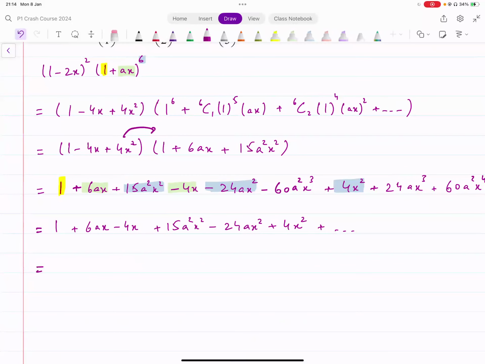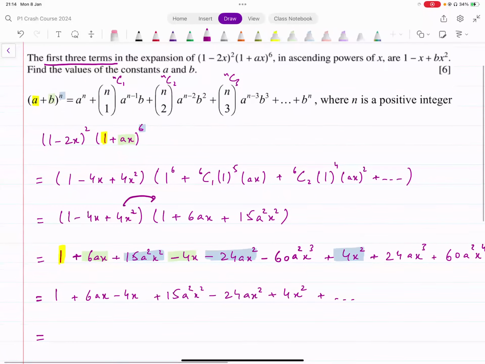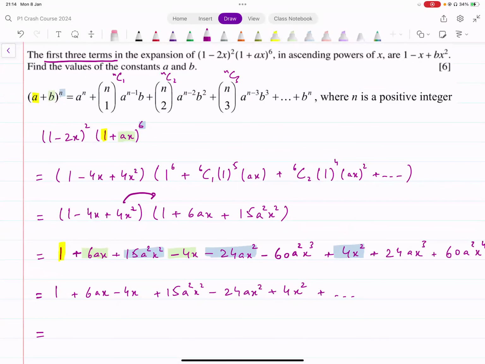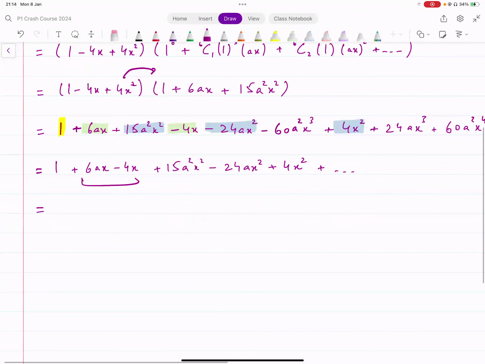Now the expansion that they have given, they have given us the coefficient of x, that's -1, the coefficient of x squared, that is b. We have multiple x terms here. So we need to figure out what our coefficient of x is in this case. So what's our coefficient of x here? Constant is just 1, but what about the coefficient of x? You can take x common, and that leaves you with 6a minus 4 times x.